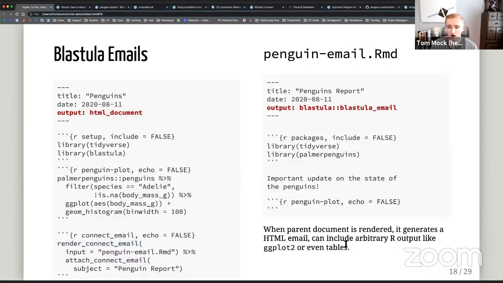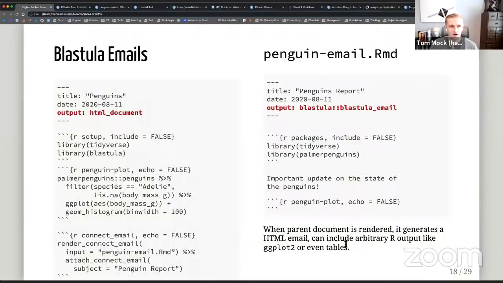These emails can include arbitrary R output like ggplot, or even tables or images of tables. You can basically include a lot of different things inside an email that you're sending out to your colleagues or to yourself. I use these a lot for "do this thing and then tell me what the output is" in a summary.